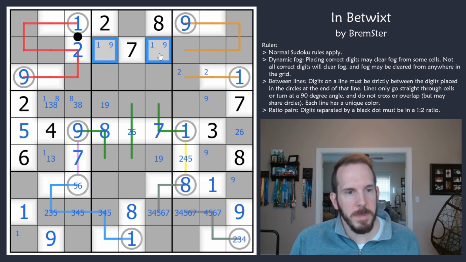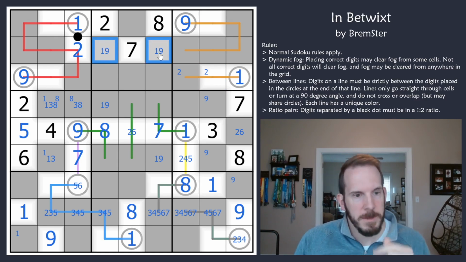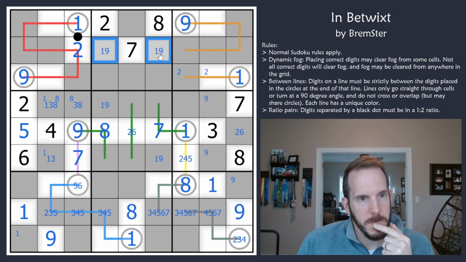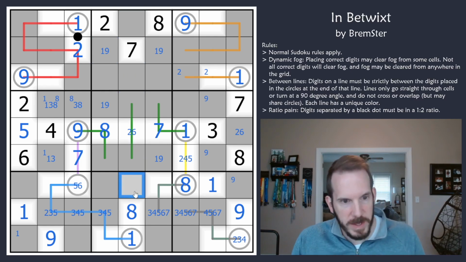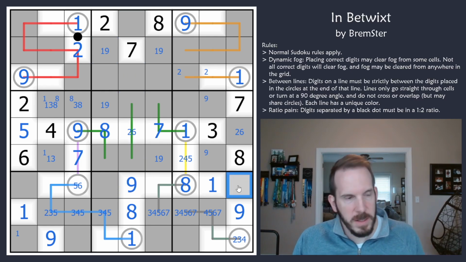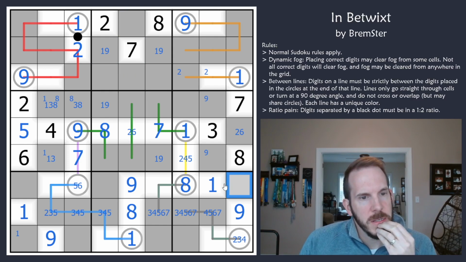Oh, this is a 1-9 pair now. So 9 in column 5. 9 can't be here because of the 1-9 pair. Can't be here because of the between line, so that's a 9. Okay.